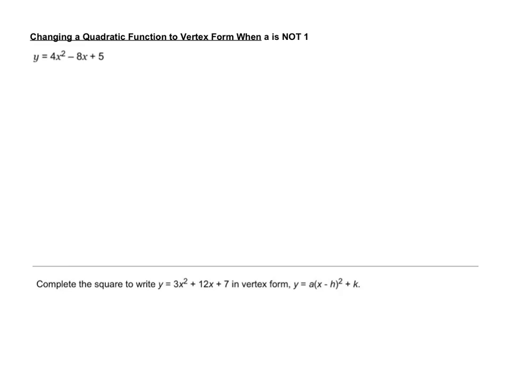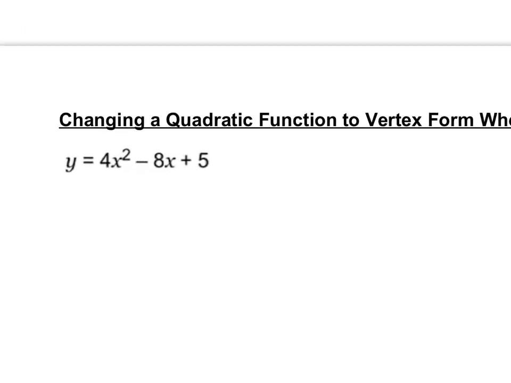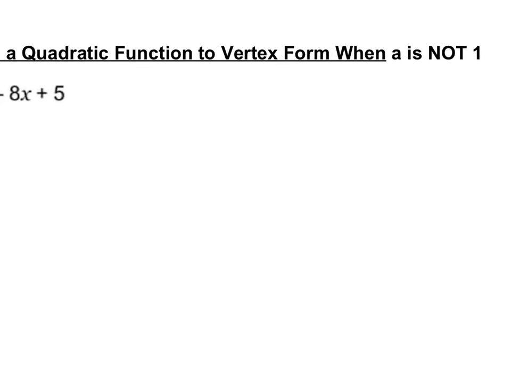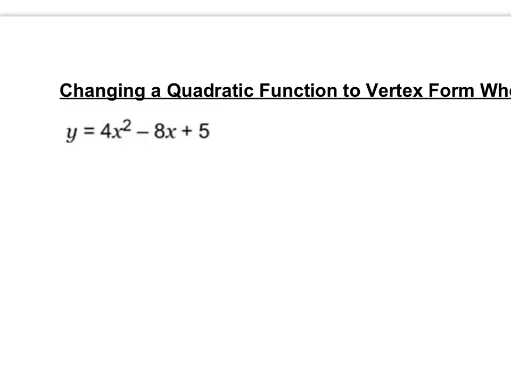Okay, so let's take a look at doing the exact same thing when the value of a is not 1, when your leading coefficient is not 1, so you have a 4 here. Let's see what we should do there. The first thing I want to do is take a look at my first 2 terms here. I notice that I can factor out a 4 from each of those terms. So let's do that real quick.